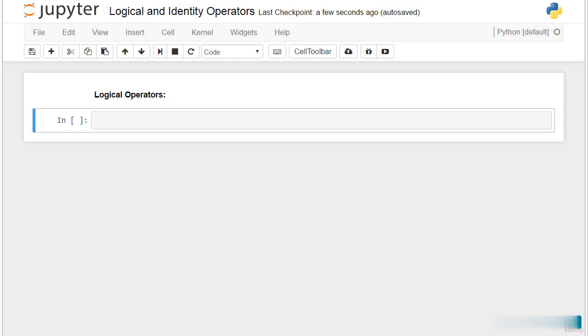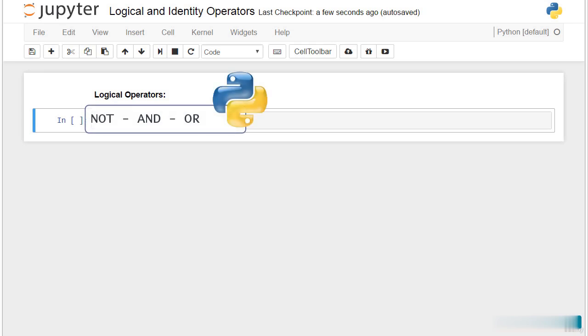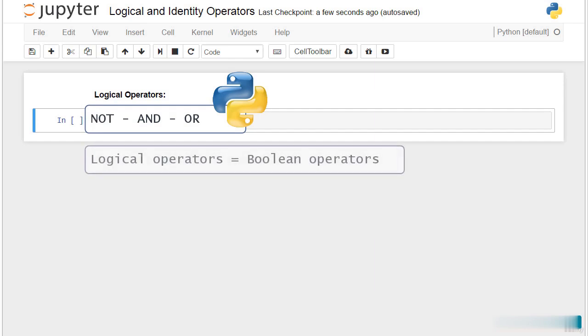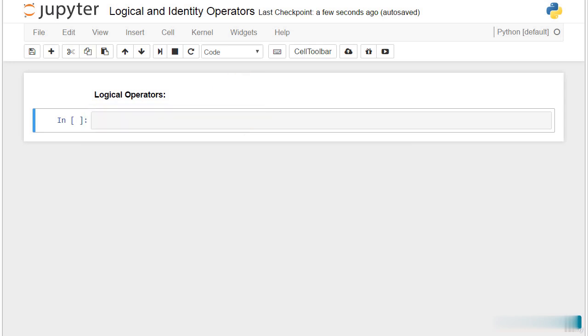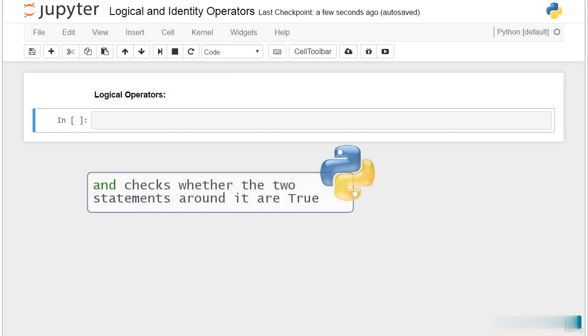Briefly, the logical operators in Python are the words not, and, or. They compare a certain amount of statements and return Boolean values, true or false, hence their second name, Boolean operators. Let's start by providing an example with AND. AND checks whether the two statements around it are true. Let's use only the Boolean values true and false for now.